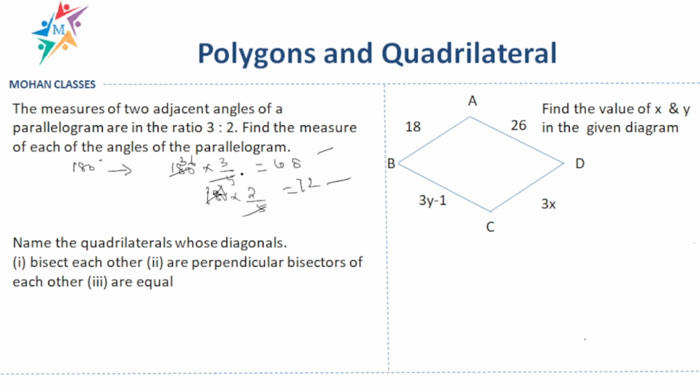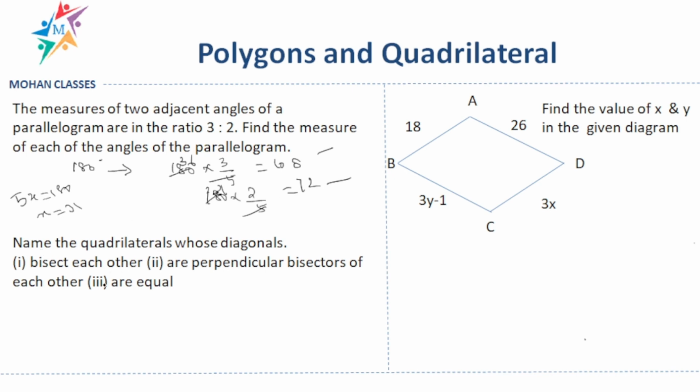Clear? Why? The sum of the adjacent angles is 180 degrees. So we should split this: 3x plus 2x is equal to 5x. So 5x is equal to 180. X is equal to 36. 3 into 36 is 108. 2 into 36 is 72. Clear? That's it. Now name the quadrilaterals whose diagonals bisect each other.